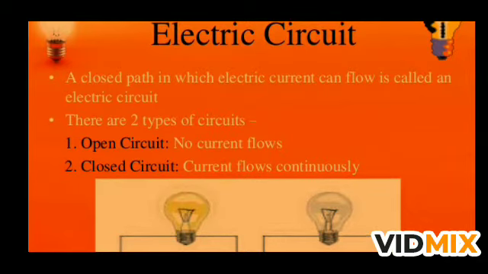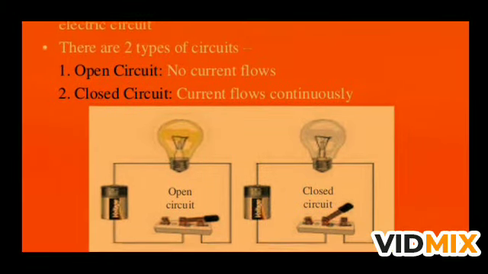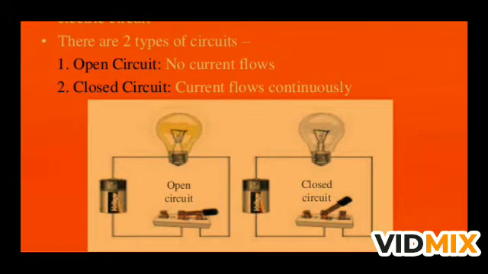There are two types of electric circuit. One is open, in which there is no current flow, and the other is closed, in which the current flows continuously. If you see the two figures, in one the bulb is glowing and in the second the bulb is not glowing. In the one where the bulb is glowing, the switch is on, and in the second case the switch is off.